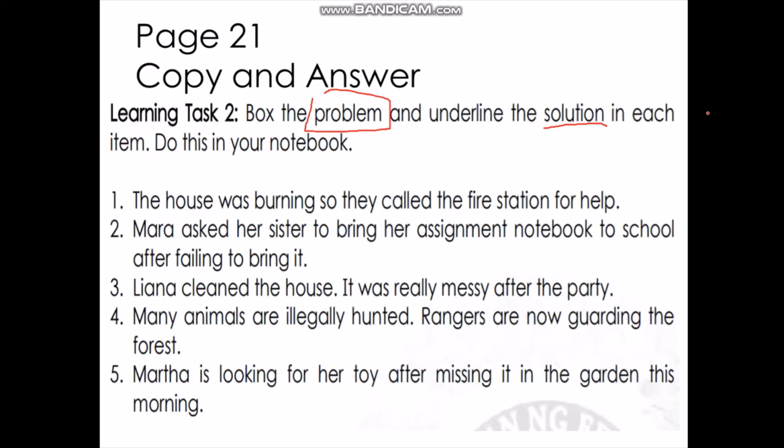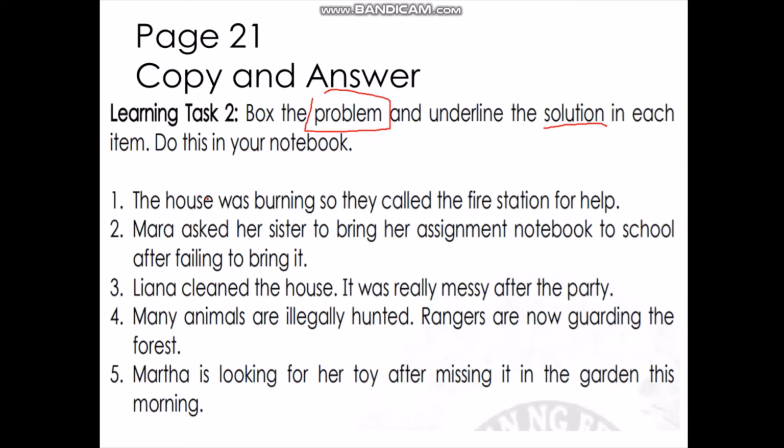Okay, so for number 1, I will just read the sentences. Then after that, I'm going to give you time to copy and answer. Number 1, the house was burning, so they called the fire station for help. Number 2, Mara asked her sister to bring her assignment notebook to school after failing to bring it.